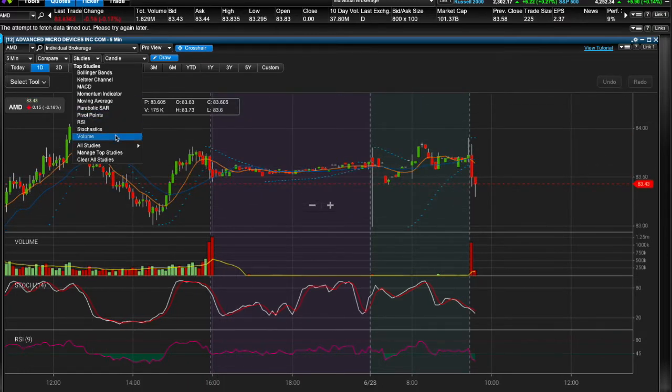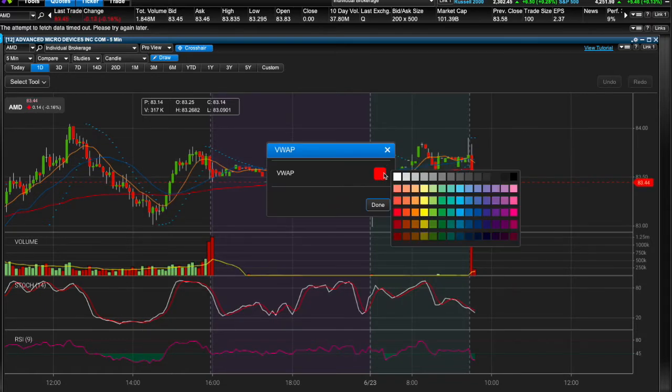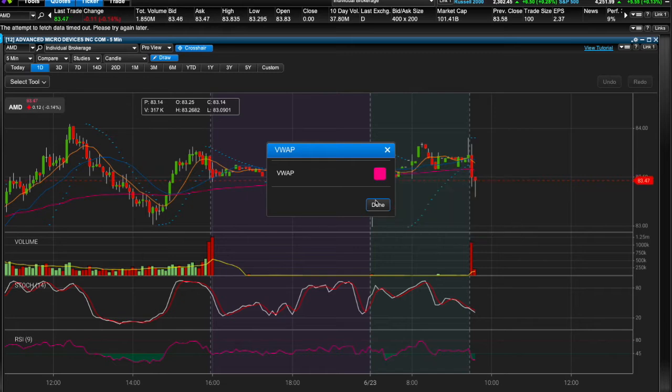I need to add my VWAP in here. Make it pink so I can see it.